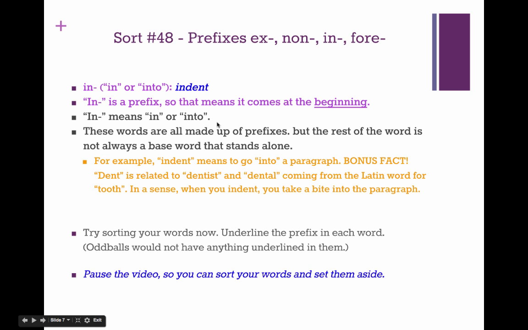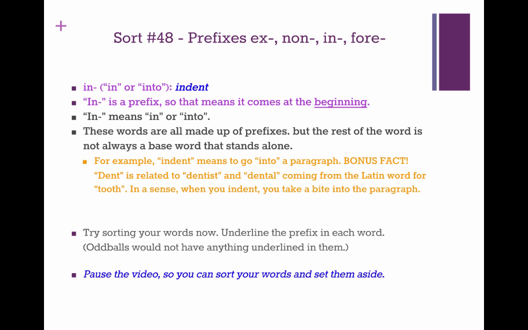These words are all made up of prefixes, but the rest of the word is not always a base word that stands alone. So, for example, indent means to go into a paragraph. Bonus fact, dent is related to dentist and dental, coming from the Latin word for tooth. So in a sense, when you indent, you kind of take a bite into the paragraph. So again, it doesn't necessarily have a base word, but it does have related meaning. Obviously you're not really biting into a paragraph, but even on this slide, I indented. I went into the page, into the line.